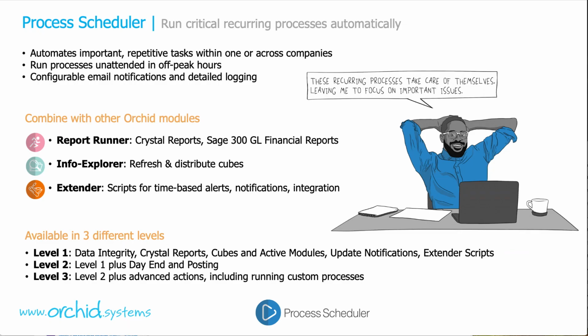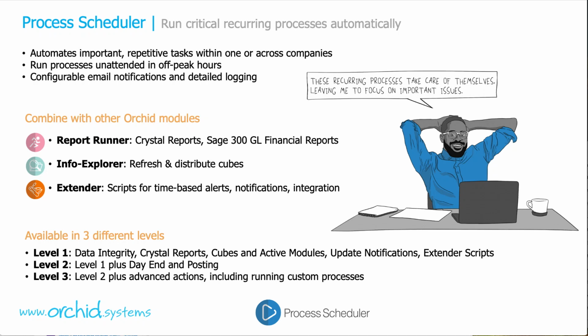Lastly, let's have a look at Process Scheduler and how it can assist with continuous accounting. The Process Scheduler lets you run critical recurring processes automatically. It automates important repetitive tasks within one or across companies, runs processes unattended in off-peak hours if that's what's needed, and allows you to configure email notifications and detailed logging so you can see exactly what's happened. It works very well with other Orchid modules and can be used in that fashion to assist with continuous accounting.